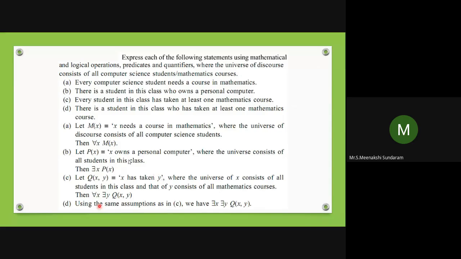There are lots of mathematics courses, meaning you can choose one. Y meaning mathematics course. So for all X, there exists a Y. So Q of X comma Y. X has taken, X meaning bounded variable for all. So for all X, there exists at least one mathematics course Y. That is a statement. Last one. There is a student in this class who has taken at least one mathematics course. There is a student.